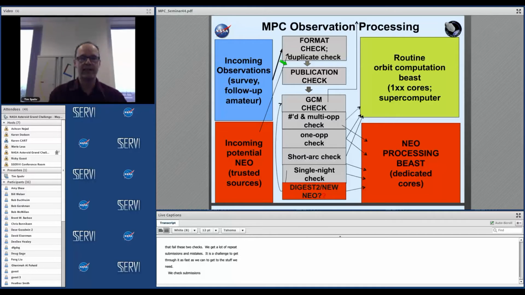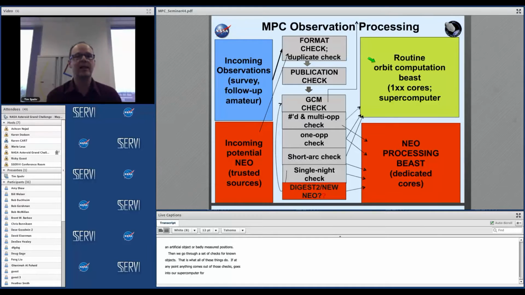That means we pass a great circle through the two observations, and if there are large deviations from that great circle motion, we think maybe you have an artificial object or you may have badly measured positions. Then we go through a set of checks for known objects. That's what all of these things do. At any point, anything that comes out of those checks goes into our supercomputer for routine orbit computation.